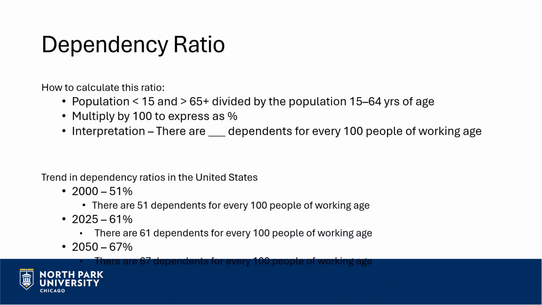Dependency ratio. How to calculate this, and this is important. You're going to need to know this. Population less than 15 and greater than 65 is divided by the population 15 to 64 years of age. Multiply that by 100 to express as a percentage. The interpretation is that there are blank dependents for every 100 people of working age. And trends in dependency rates, you can see that here.